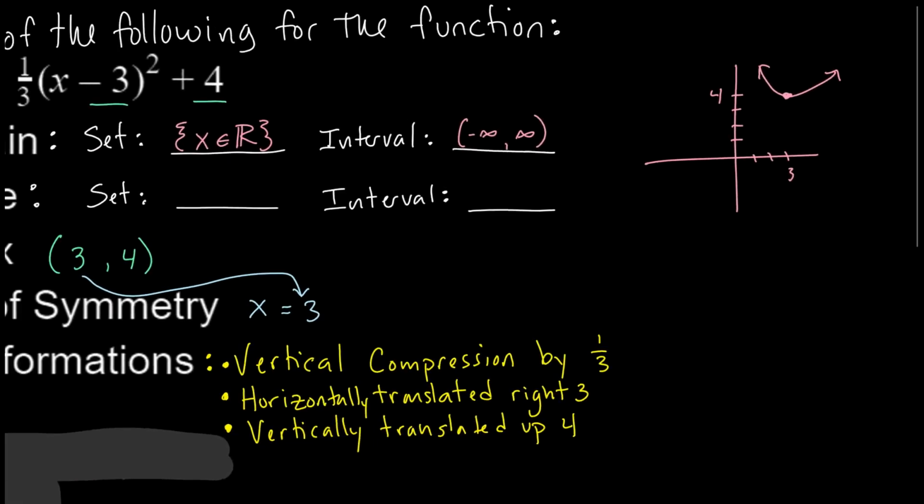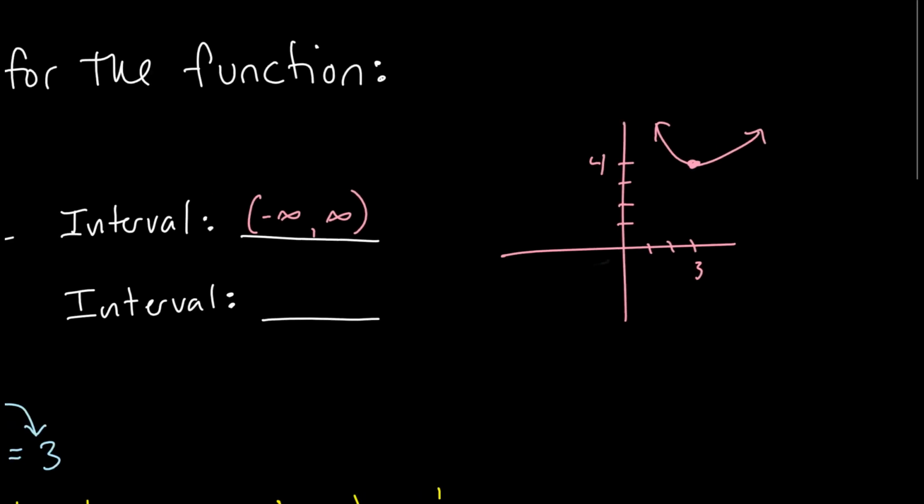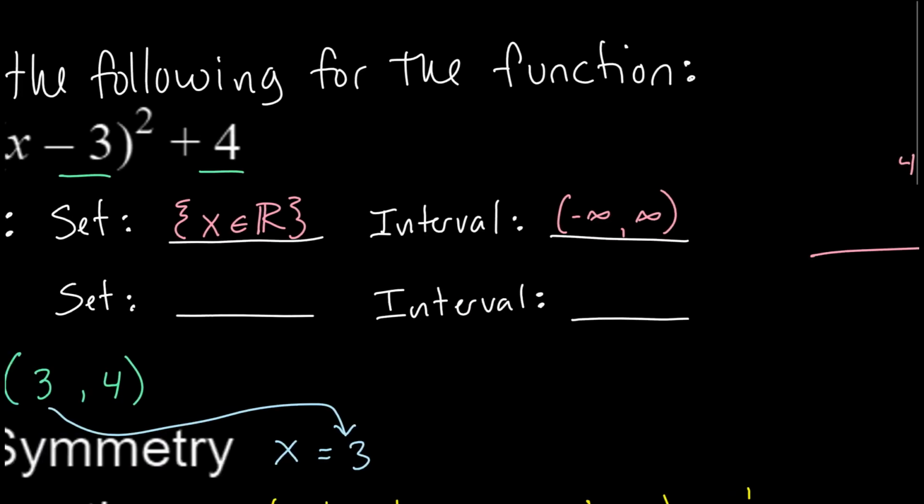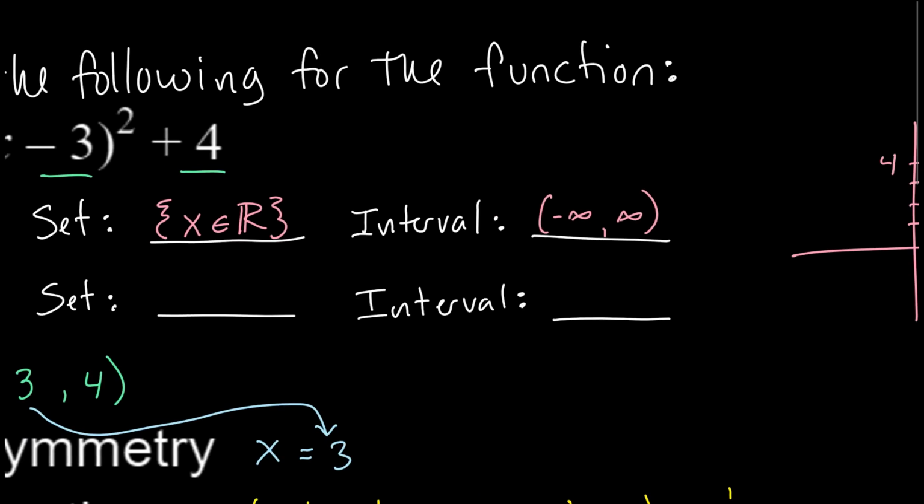Now, range. I always ask myself, I look at the graph, and I say, okay, what is my least y value that the graph goes to? 3. Oh, no. My least y value? 4. And what's my max y value? Infinity. So all of our y values are what? Bigger than, which is greater than 4. So what is my set notation going to look like? Such that, yep.